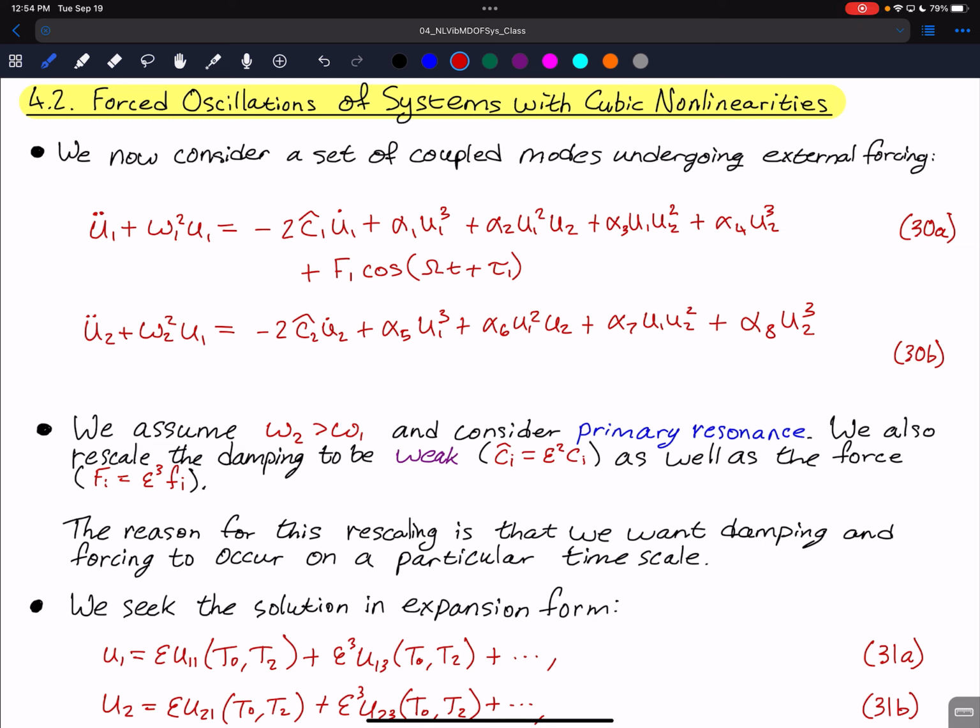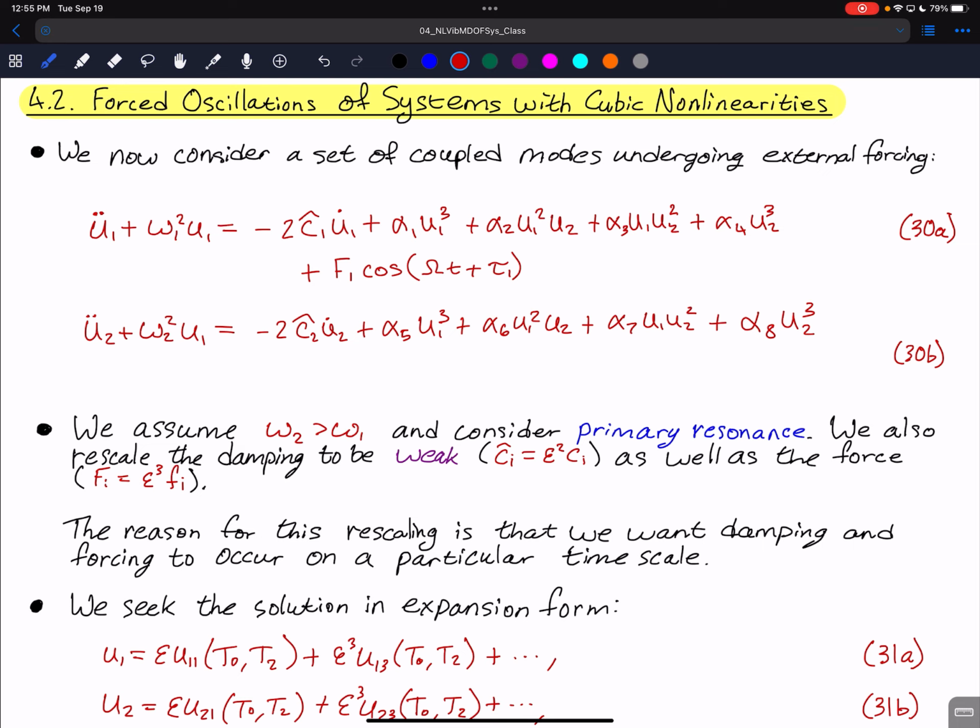Okay, so the nonlinearity and the damping here are strong, which means, depending on what we do, we will have to seek solutions starting at order epsilon 1. And we will also do some scaling based on the type of case that we're interested in, the type of resonance we want to study. So we're going to start by considering primary resonance, just like we did before. So the forcing is close to one of the natural frequencies of the system.